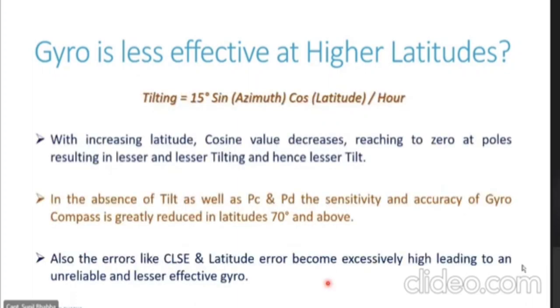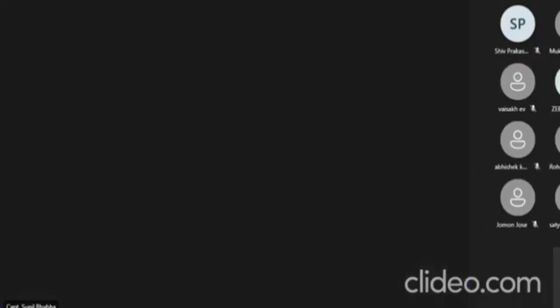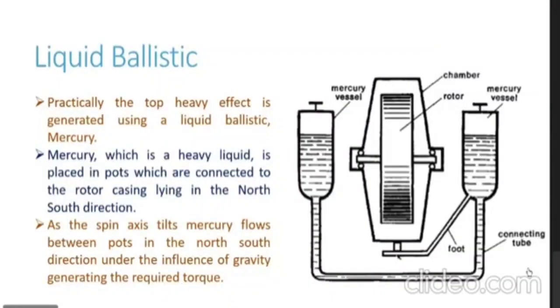PC and PD is nil, so we can say that it makes it a free gyro again. Yeah, that's right, beta. With the PC and PD zero, there is no top heavy and bottom heavy arrangement.